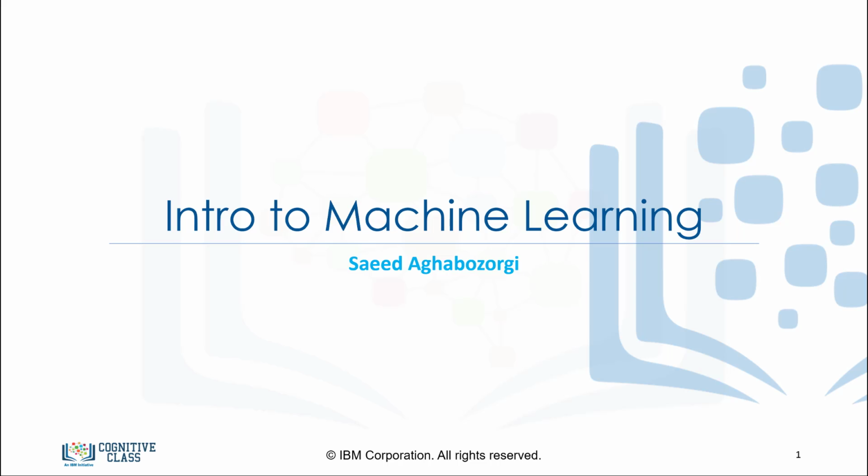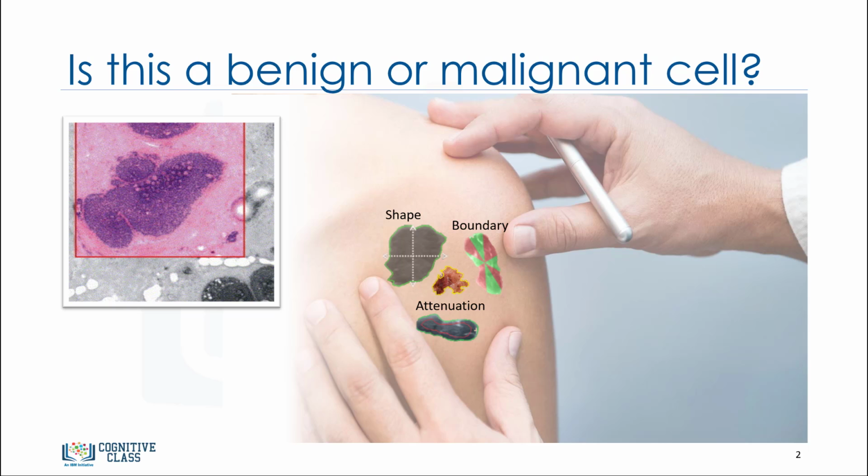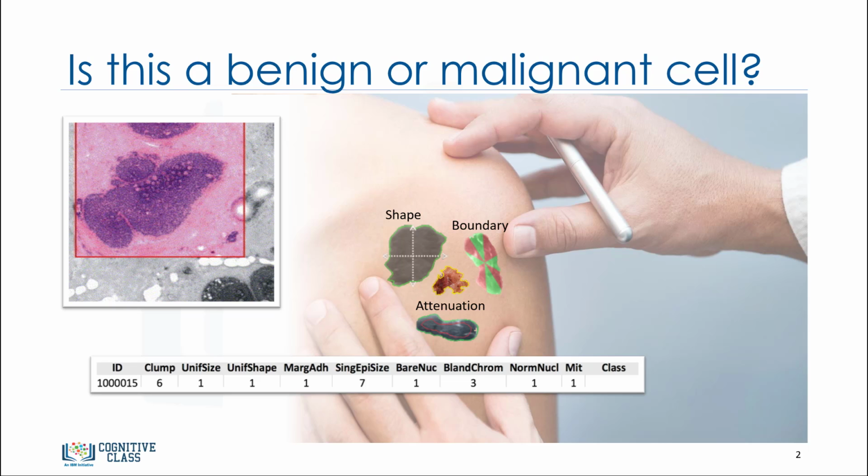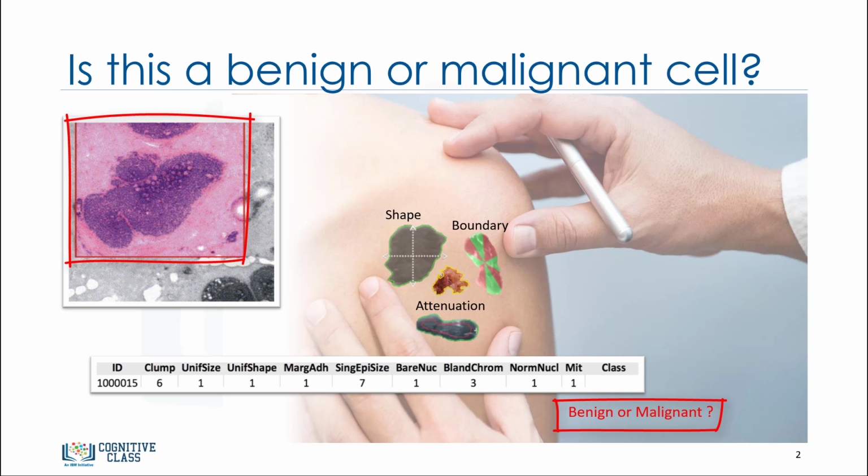So let's get started. This is a human cell sample extracted from a patient, and this cell has characteristics. For example, its clump thickness is 6, its uniformity of cell size is 1, its marginal adhesion is 1, and so on. One of the interesting questions we can ask at this point is, is this a benign or malignant cell? In contrast with a benign tumor, a malignant tumor is a tumor that may invade its surrounding tissue or spread around the body, and diagnosing it early might be the key to a patient's survival.